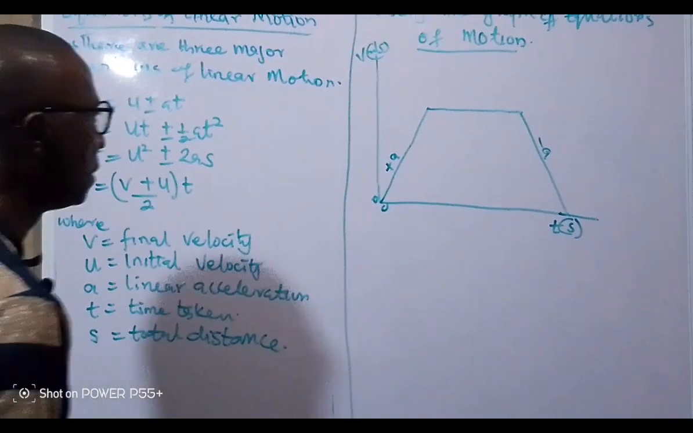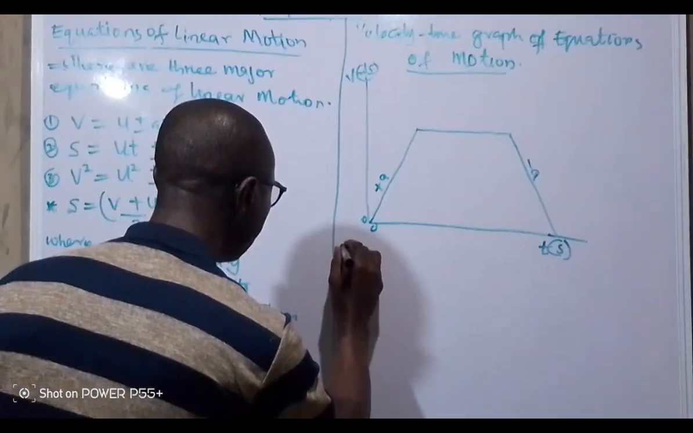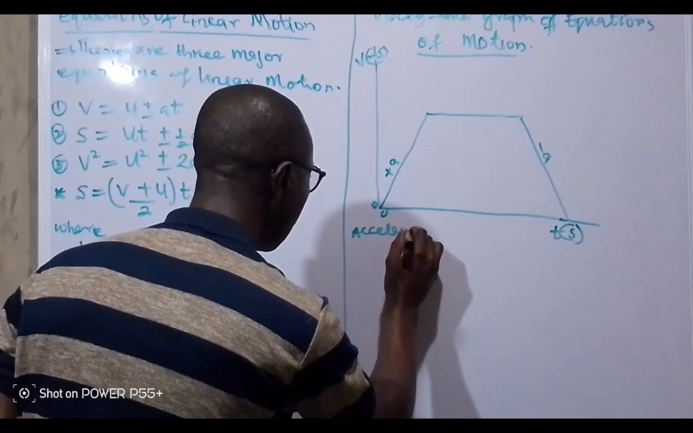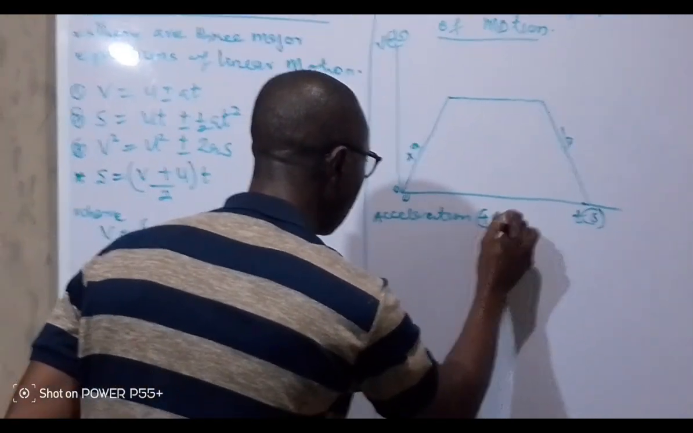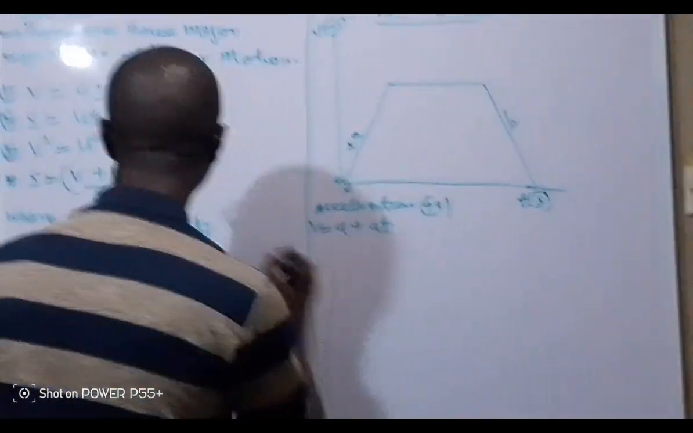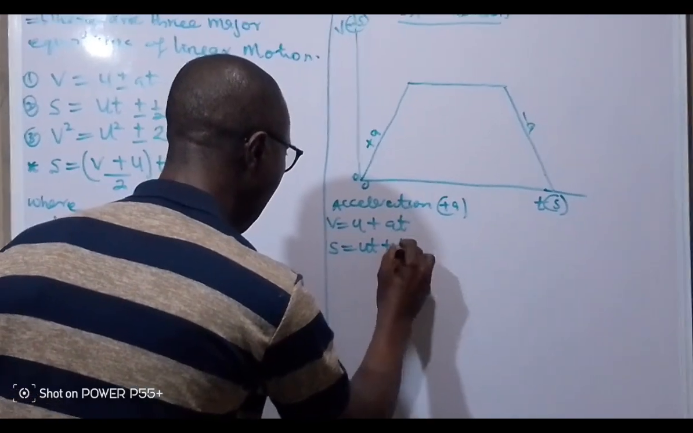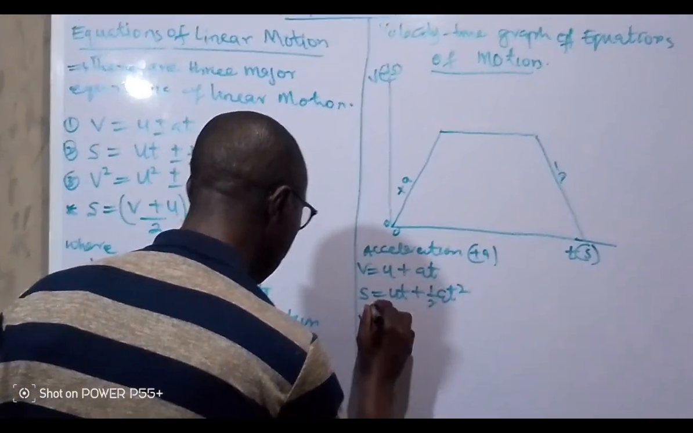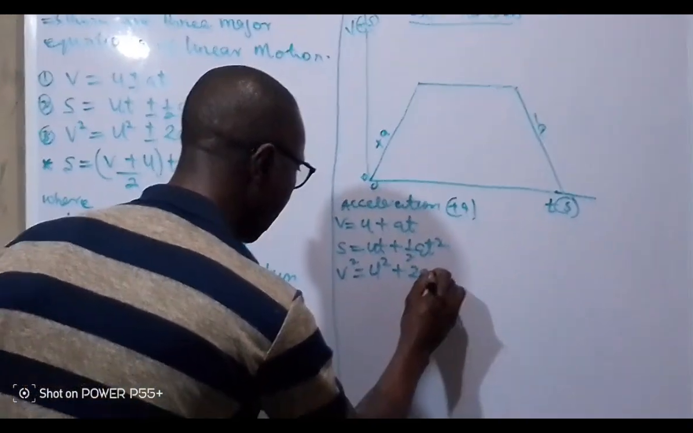That is what we are saying in essence. On the acceleration side, plus A, we have V is equal to U plus AT. Number 2 will be S is equal to UT plus half AT square. And number 3 will be V square is equal to U square plus 2AS.